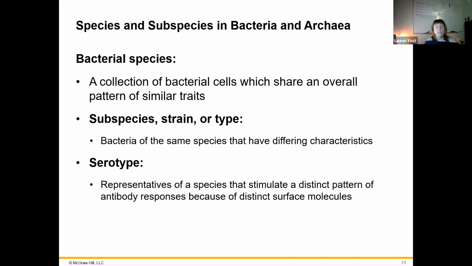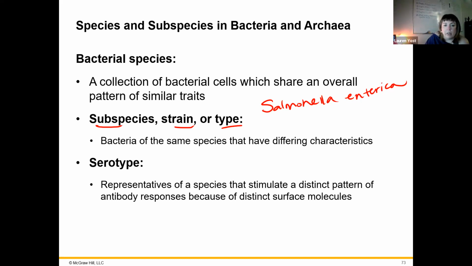All right, so a bacterial species is just a collection of bacterial cells that have an overall pattern or a similar trait. So, how do we determine that this is a bacterial species? They all fall into Escherichia coli, but we can have subspecies, strains, or types. So those are bacteria that we say are in the same species, but they have certain characteristics that are defining to them. So this might include what we call with Salmonella enterica. And there's a lot of different ones of this.